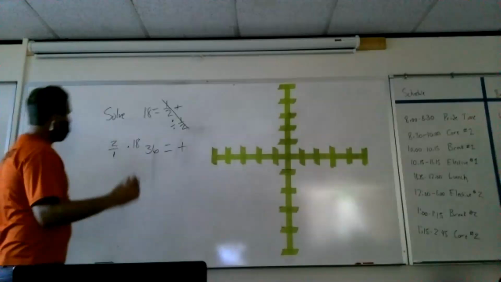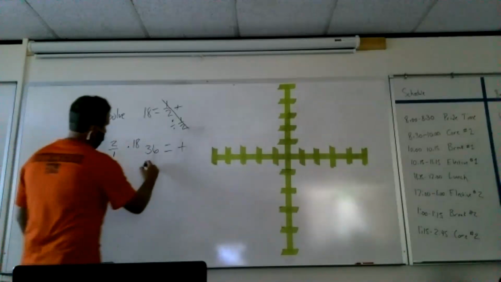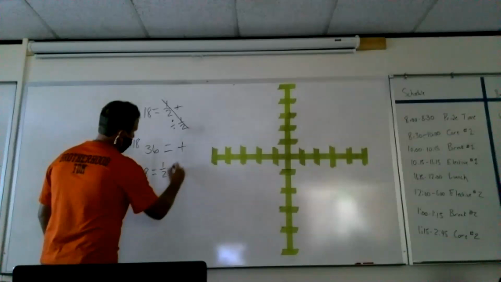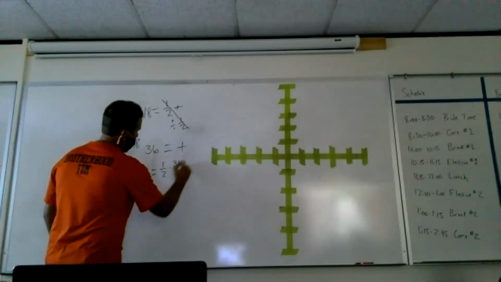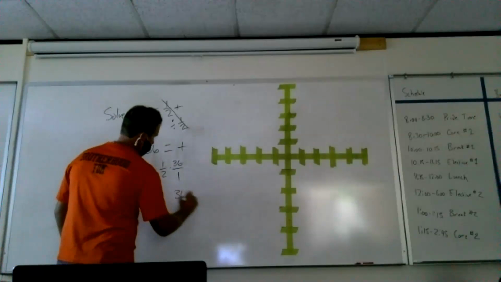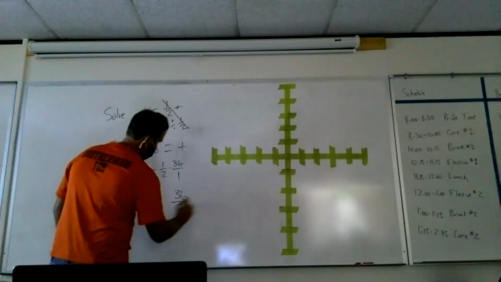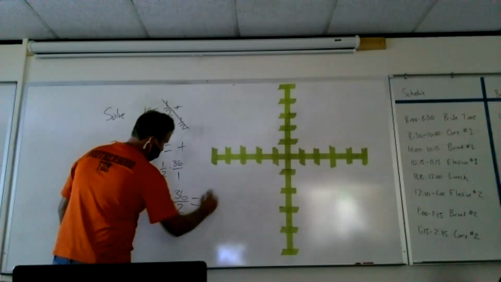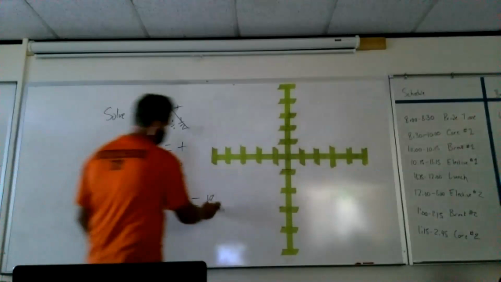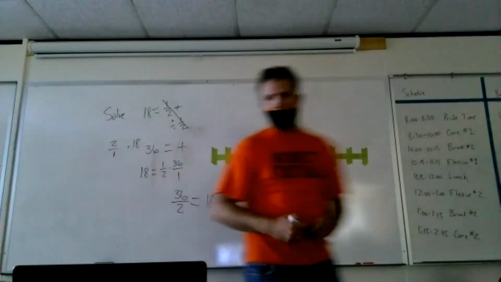Okay, and then once again, we plug it back in. 18 is equal to 1/2 times 36. 36 times 1 is 36. 2 times 1 is 2. Simplify my fraction. I'm left with 18 is equal to 18, which would make this a true statement.